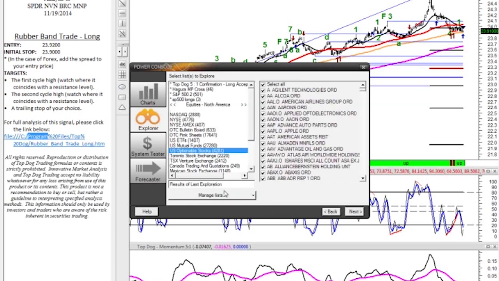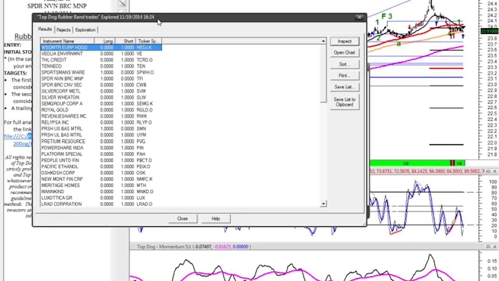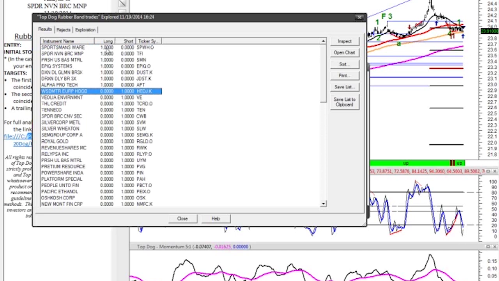Instead of actually running the scan, I'll just show you the report of what came back after that 6-minute scan of all of the optionable stocks. All of the scans are going to look very similar. Right here, I've got all of the instruments that have a rubber band opportunity. You'll notice we have a column that says long and a column that says short. When it has a 1 in it, that just means it currently has an opportunity, for Sportsmanwear, Spider, Parrish, Epic Systems, DXN.